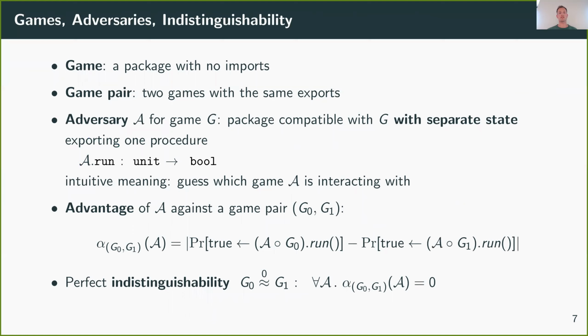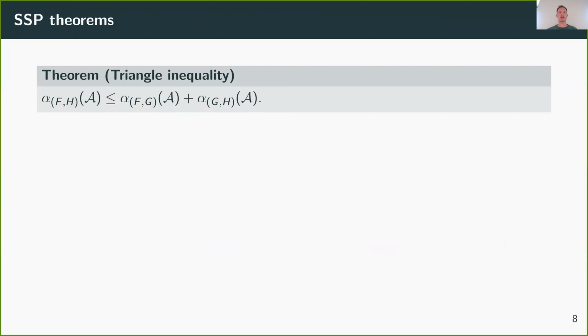The advantage of an adversary is then defined as its chance of returning true more often when linked with G0 than when linked with G1. Two games are perfectly indistinguishable if that chance is 0 for all adversaries. With these notions in hand, we turn to the theorems that allow us to exploit SSP reasoning. The triangle inequality for advantages allows us to bound the advantage of an adversary against games F and H by taking an intermediate step via G. This is often useful because it allows further decomposition of packages into smaller or previously known configurations.